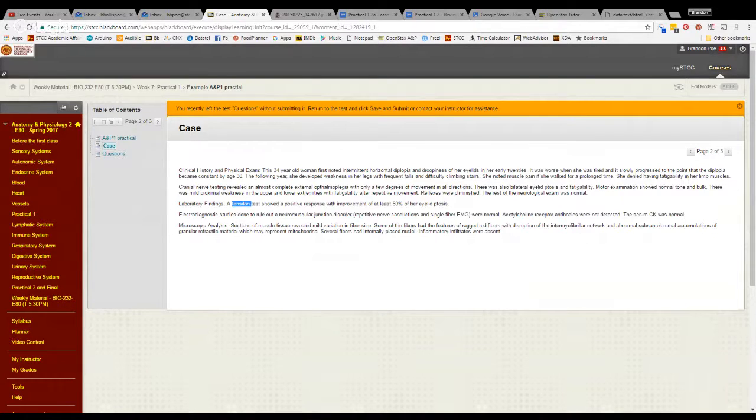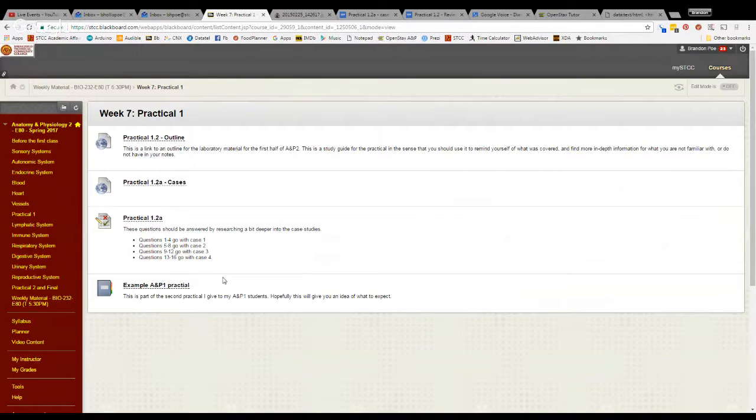So this is here so that you have an idea of what you need to do to prepare for the test. And this example practical is exactly what I would have given in A&P 1 for the second practical, one of the cases on the muscles. And most of my A&P 2 students would have had that experience. So I figured I'd put it in here so that you could see what it looks like there. Okay. So I hope this explanation has helped you understand what you have coming. And you'll be able to study.